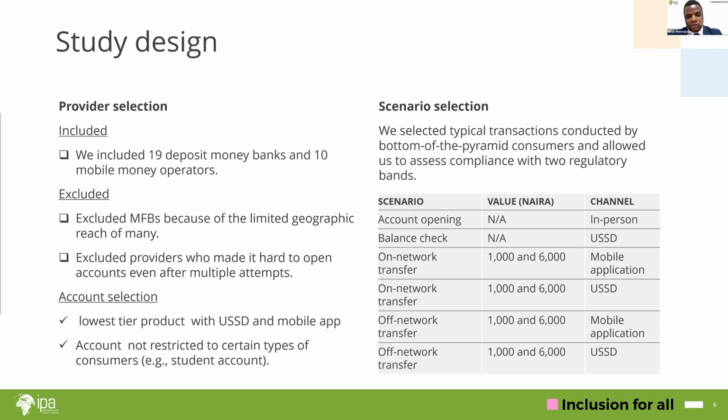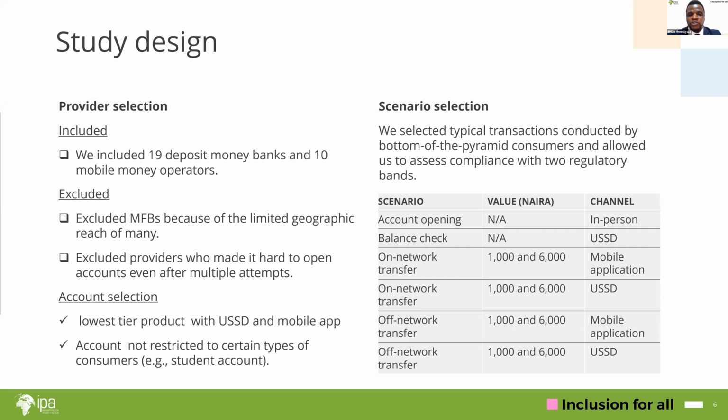In terms of the accounts that we used, the account types that we selected, we focused on the lower tier account, the lowest tier accounts that the bottom of the pyramid person would use. That would enable us to use USSD and mobile application. We excluded accounts that were restricted to certain segments of the population, as, for example, a student account.